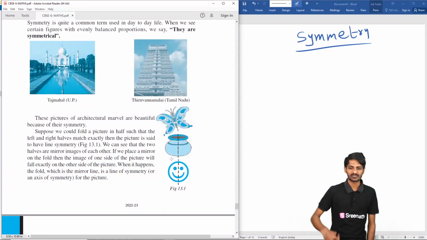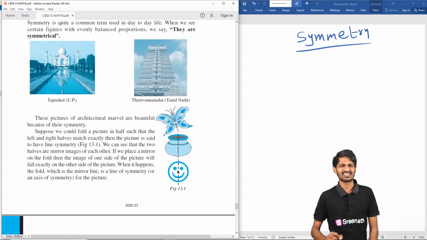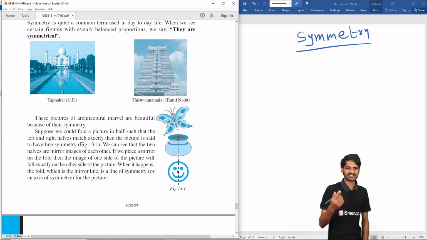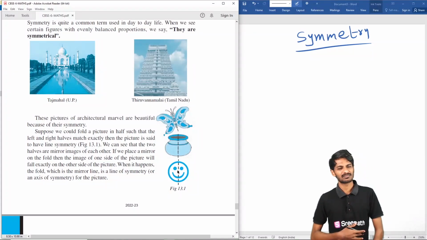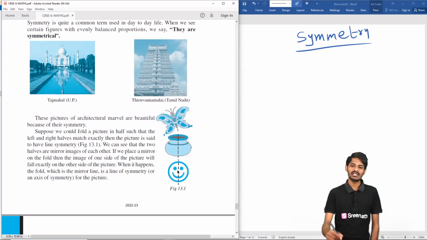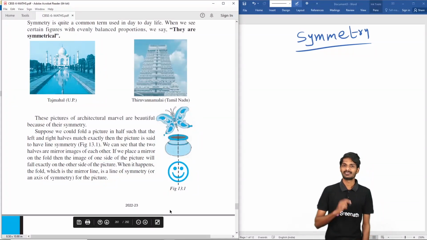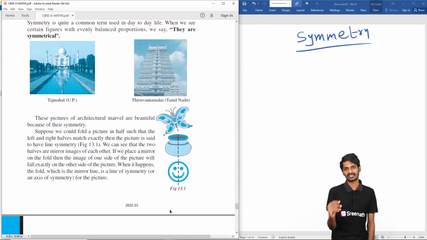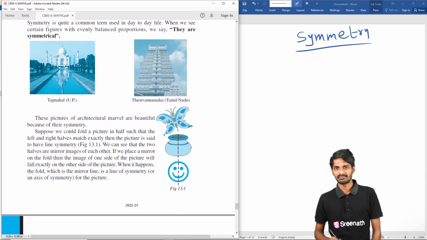Now again, see this smiley image. How many of you like this smiley image, students? I know you are using WhatsApp, and there are many more smiley images. And see the dotted line. If you fold along the dotted line, the left side of the image is the same as the right side of the image. So this is called symmetry. Hope you have understood it.